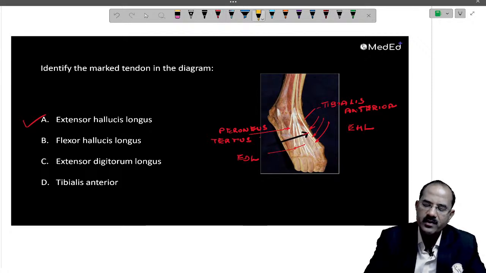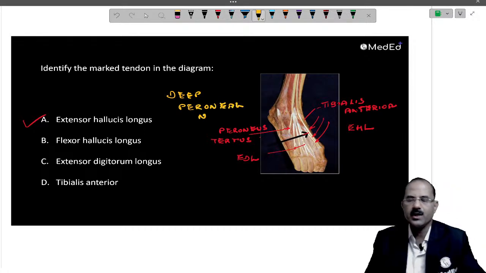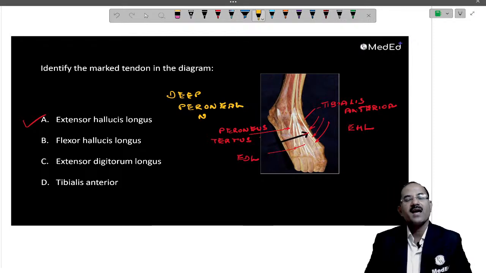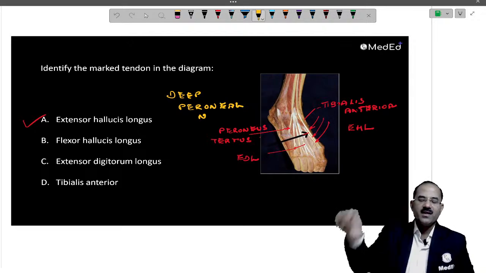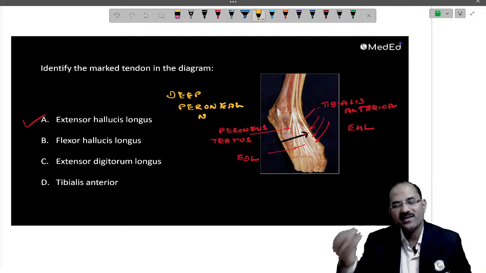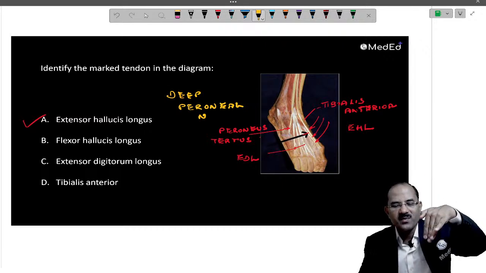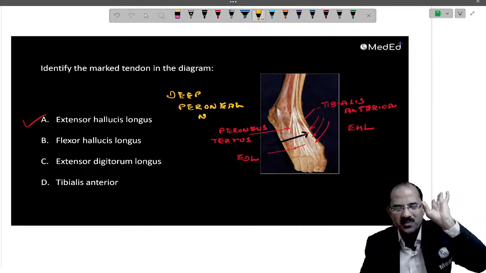And which is the nerve here? The nerve is deep peroneal. So tibialis anterior, extensor hallucis longus, extensor digitorum longus, and the peroneus tertius. The nerve is deep peroneal nerve. And if these muscles are paralyzed, the foot goes down. What is this known as? A foot drop.